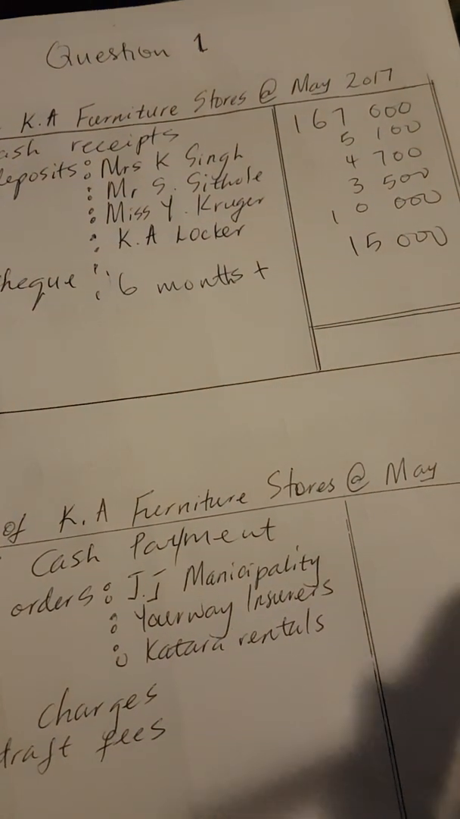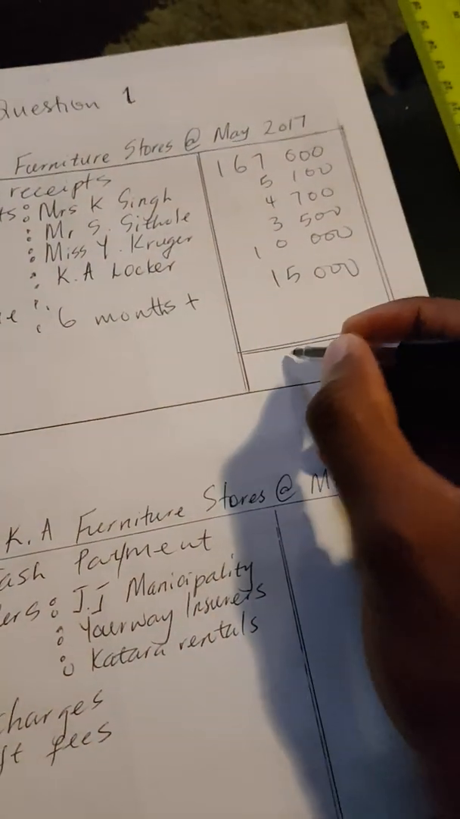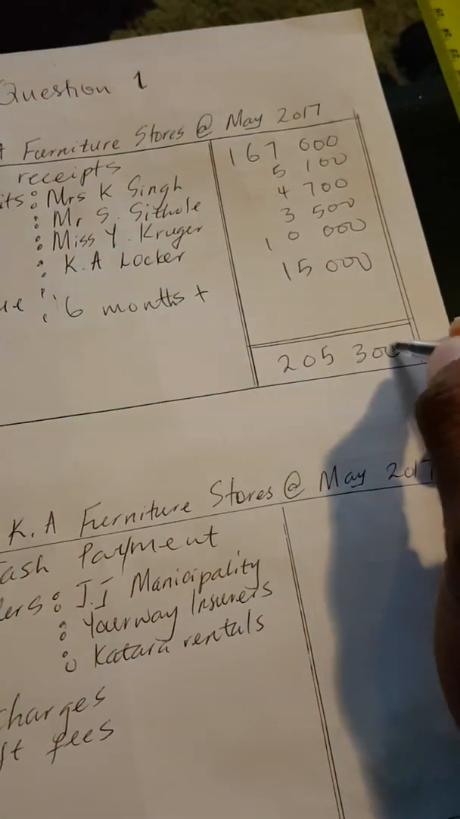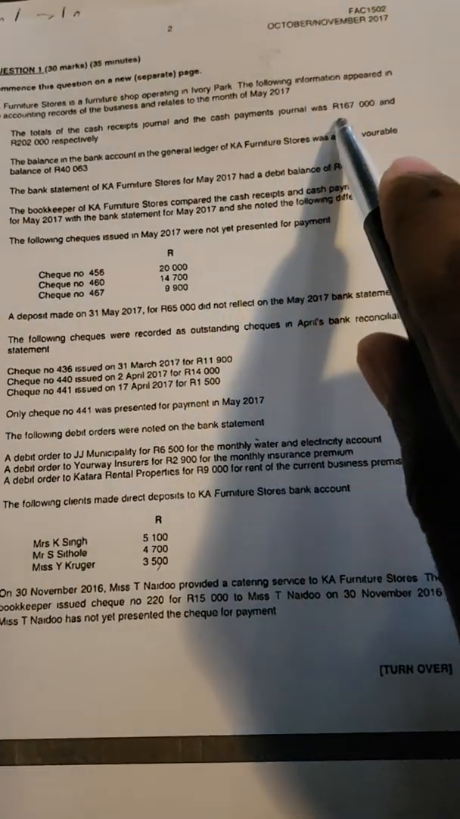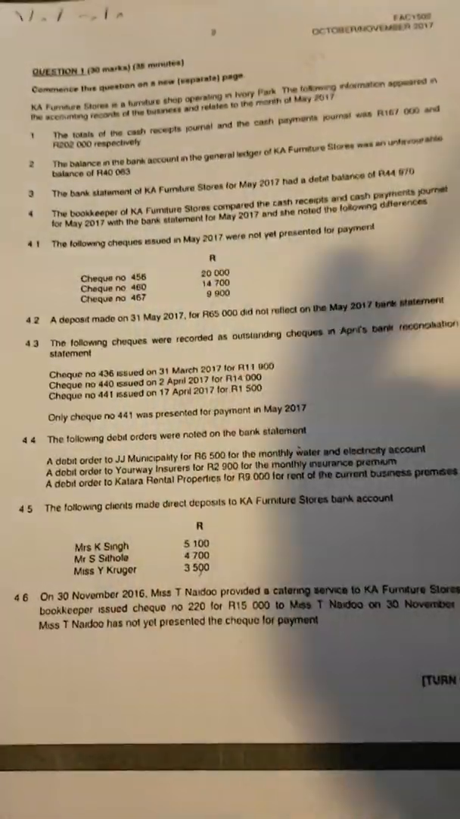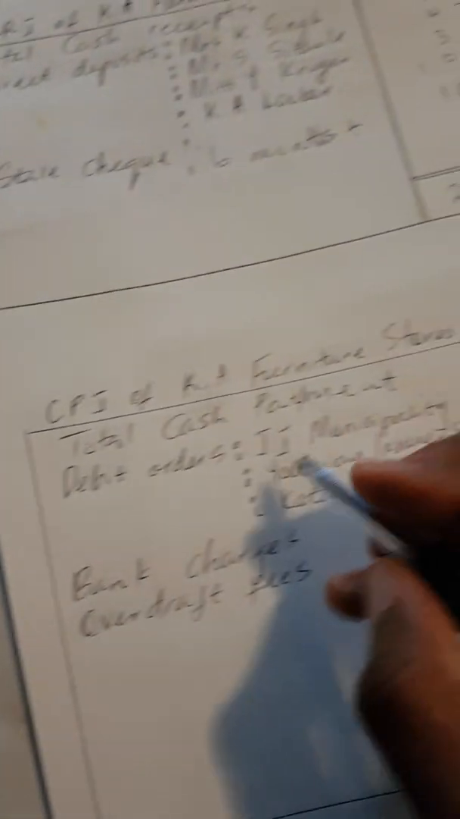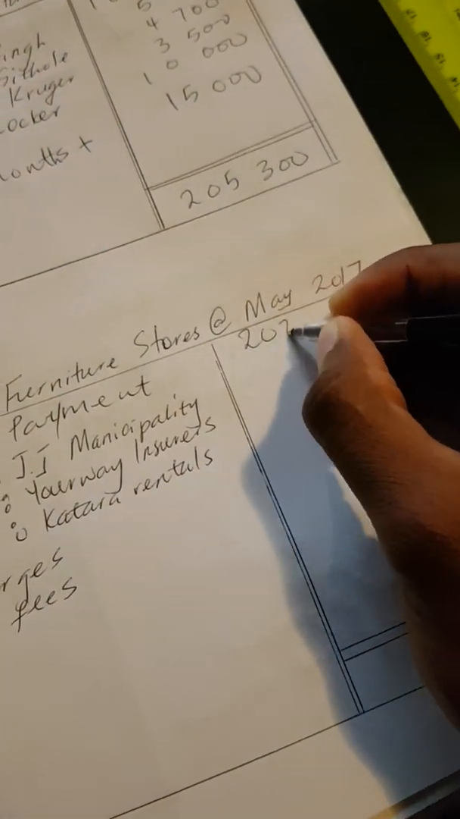You add all of these to get the amount of your receipt. So how much will be your receipt? It will be 205,300. Okay, let's move to the cash payment. Here at the beginning they say the cash receipt and the cash payment had the totals of 167 and 202 respectively. So 202,000 is for cash payment. So total cash payment is 202,000.